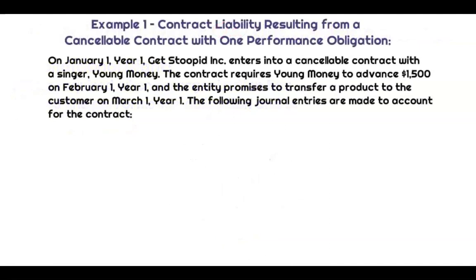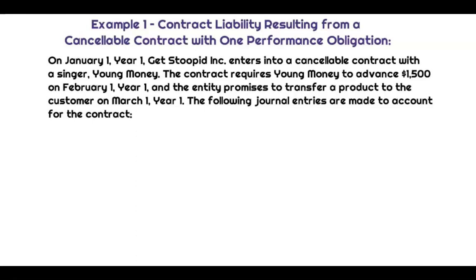Taking a look at this example, Get Stupid is entering into a cancelable contract with singer Young Money on January 1st, year one. Okay, so Young Money is going to be receiving $1,500 in advance on February 1st, year one. Okay, and the company promises to transfer a product to the customer on March 1st, year one.